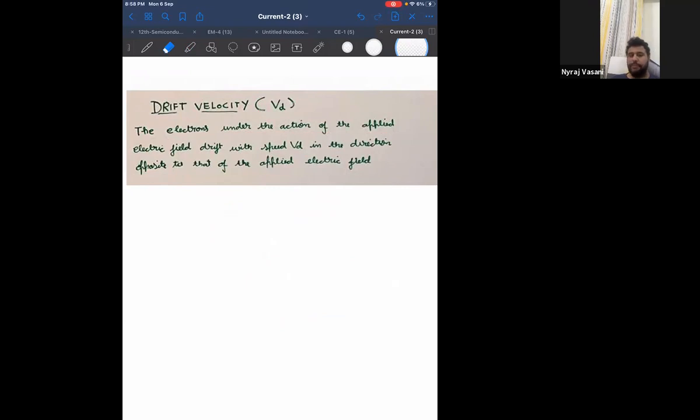Start. The electrons under the action of applied electric field drift with the speed in the direction opposite to that of the applied electric field. This is called drift velocity.